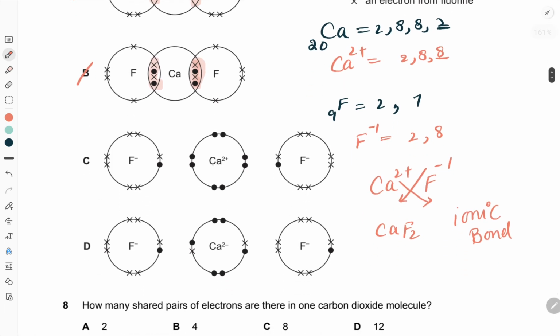In option C, calcium loses 2 electrons with 8 electrons in the outer shell. This is correct. Fluorine has already 7 electrons and it gains 1 electron, so this is also correct. And this is also correct with 1 dot and 7 crosses, which means C is the correct answer. With D, you can see there is a 2 negative charge on calcium, which means this is an incorrect diagram.